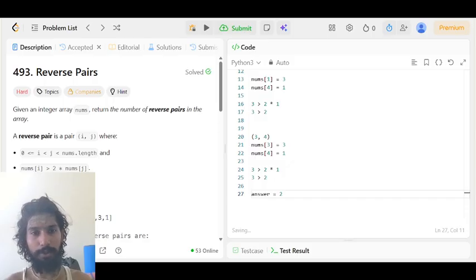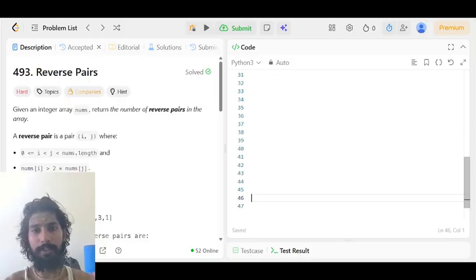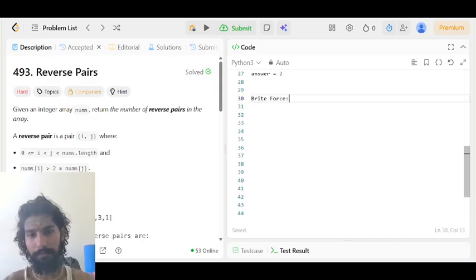Let's go with the brute force method. The simplest way is to check every possible pair. For every index i, we will check all indices j after i. So j will start from i plus 1, because the condition says i less than j. That's why i plus 1.